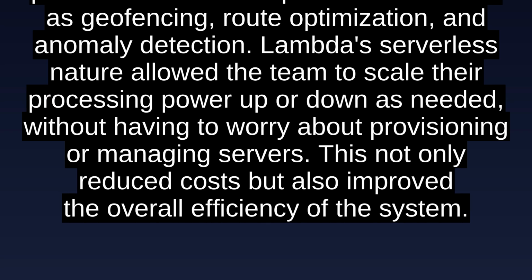The team then used AWS Lambda to process the data and perform tasks such as geofencing, route optimization, and anomaly detection. Lambda's serverless nature allowed the team to scale their processing power up or down as needed, without having to worry about provisioning or managing servers. This not only reduced costs, but also improved the overall efficiency of the system.